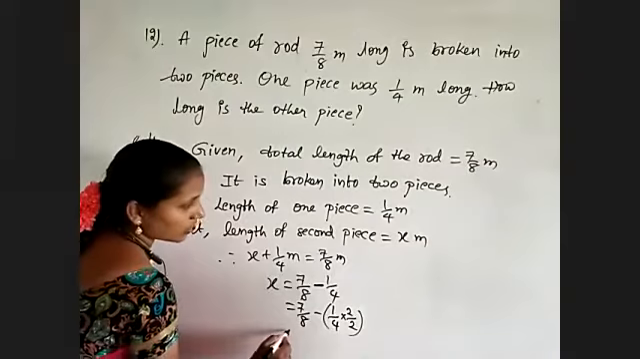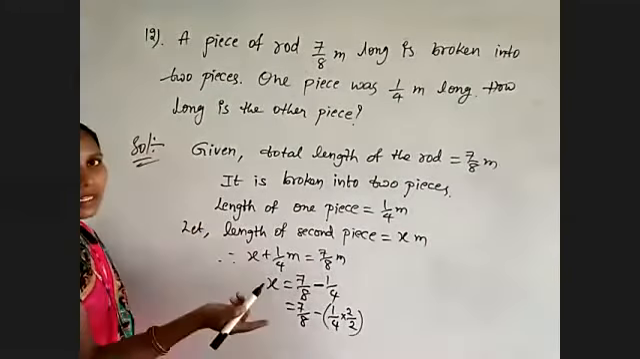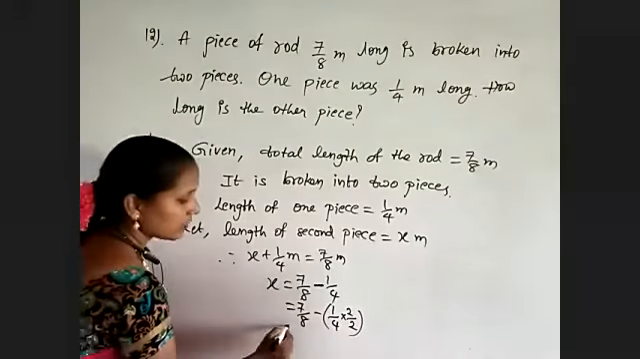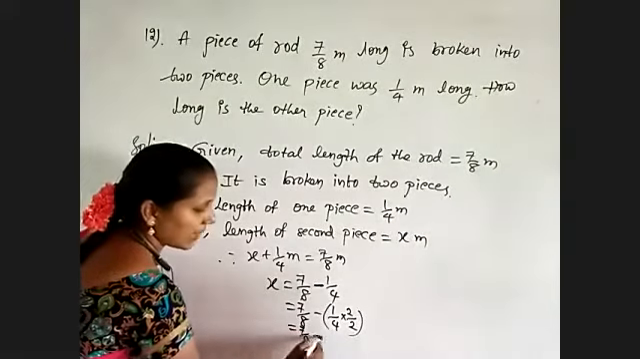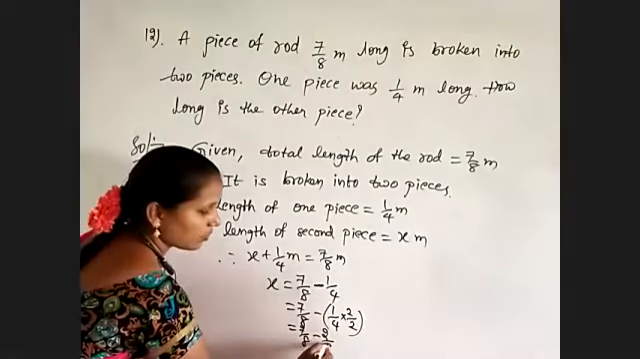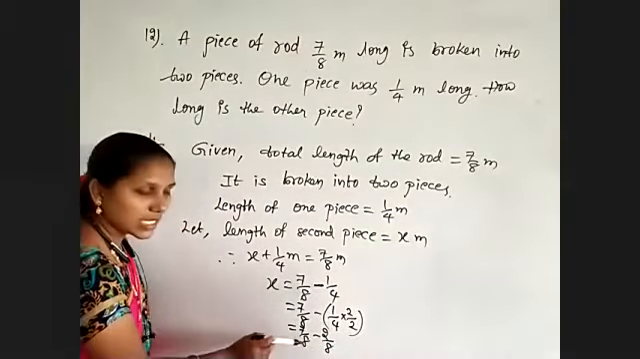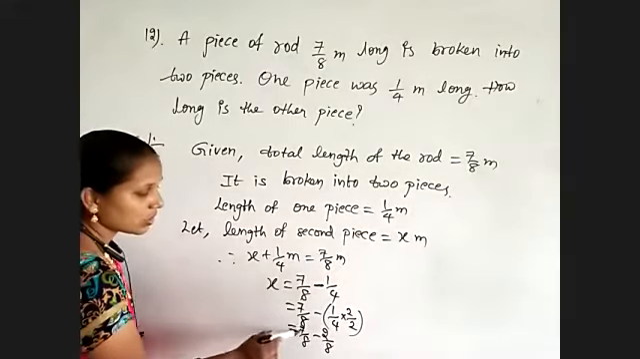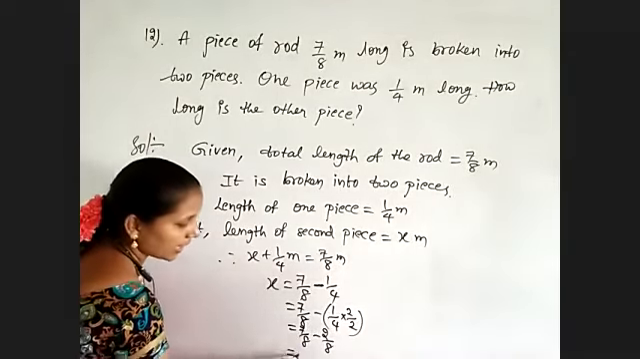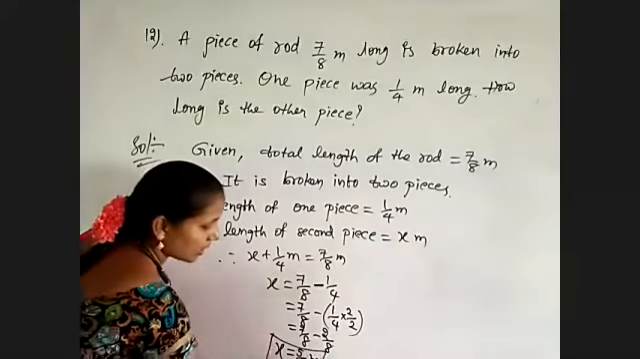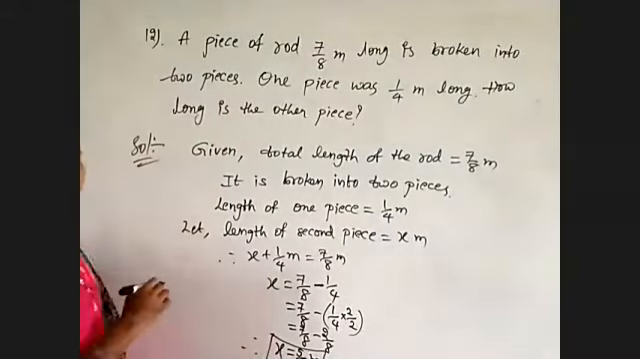What is our intention? We need to convert them into like fractions. For that sake, we are following this method. x will be equal to 7 by 8 minus 1 2s are 2 divided by 4 2s are 8. So now both are converted into denominator 8, meaning like fractions. So 7 minus 2 is 5. 5 by 8 meters is the length of the second piece.